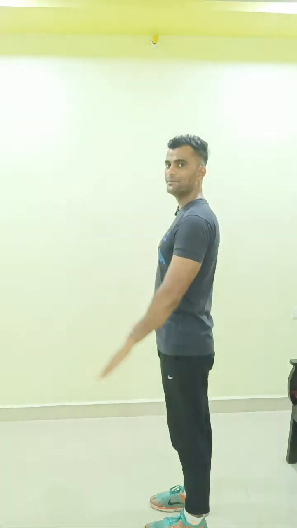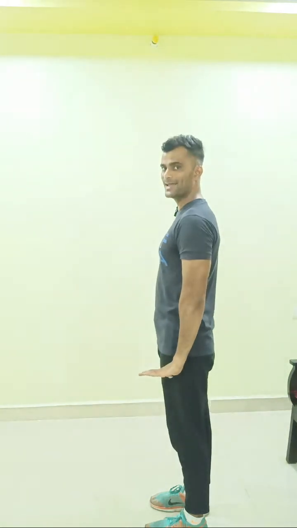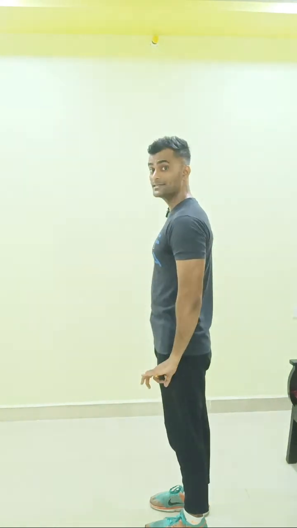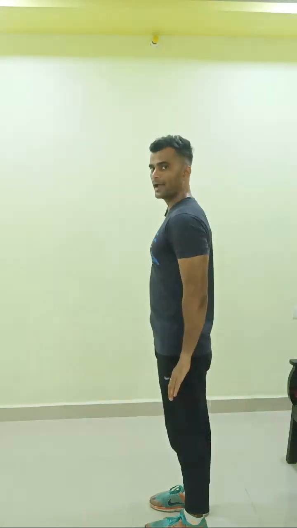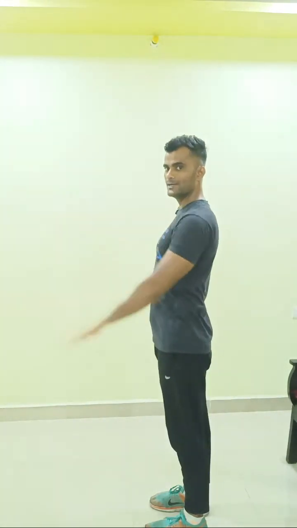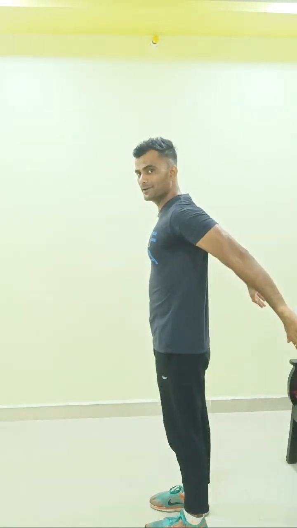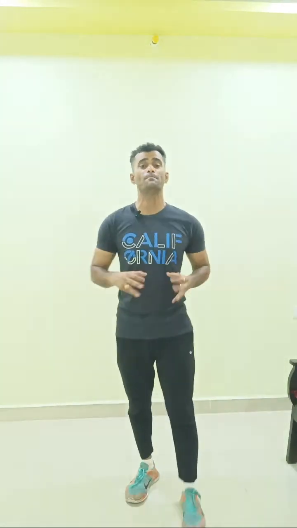I move my hand back, this is called shoulder extension. I move my hands beyond 180-degree, this is called hyperextension. So I can do flexion, I can do extension, I can also do hyperextension. So these are the three basic movements that can happen at my shoulder joint.